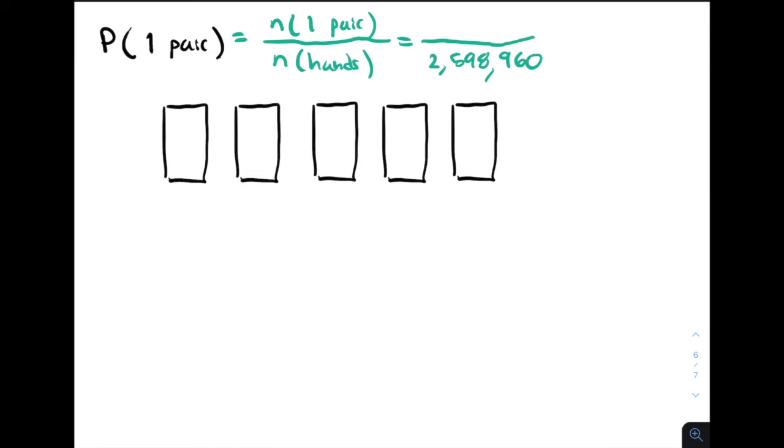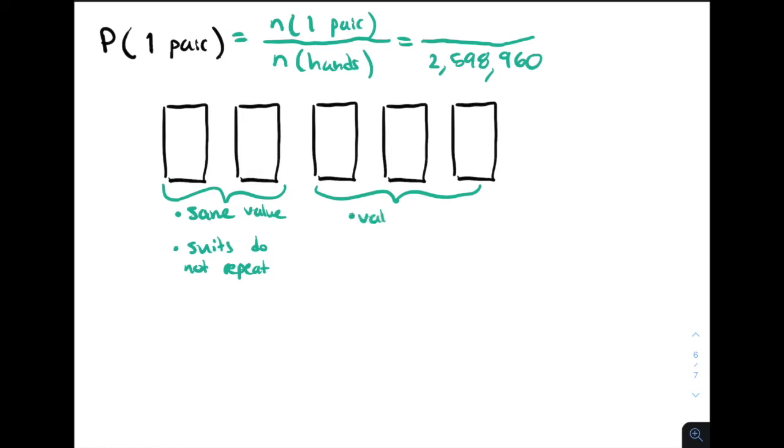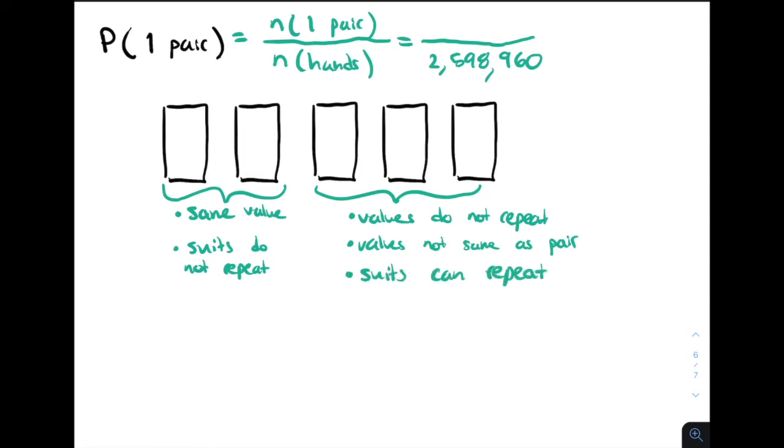let's actually break down what our hand would look like. Amongst our 5 cards, we'd have 2 that have the same value, and since they have the same value, their suits do not repeat. The remaining cards have values that are all different, so the values do not repeat, and the value is not the same as our pair, and since the values do not repeat, the suits can repeat. Breaking down our hand like this is going to make the decision algorithm much easier for us to set up.